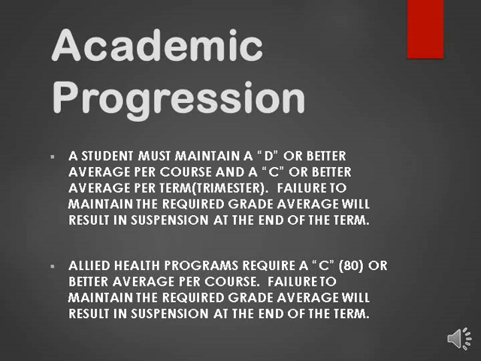Academic progression. A student must maintain a D or better average per course and a C or better average per term. Failure to maintain the required grade average will result in suspension at the end of the term. For allied health programs, those attending allied health programs are required to earn a C, which is an 80 or better average per course. Failure to maintain the required grade average will result in suspension at the end of the term.